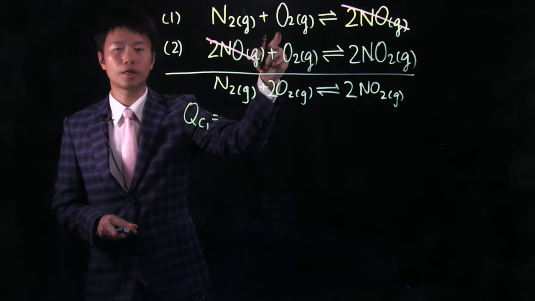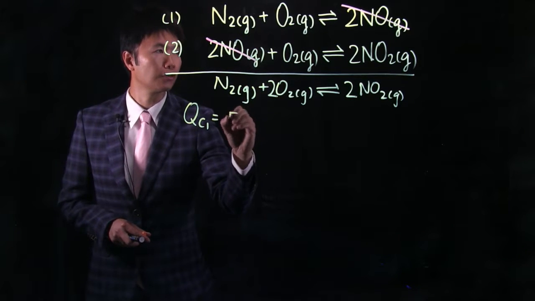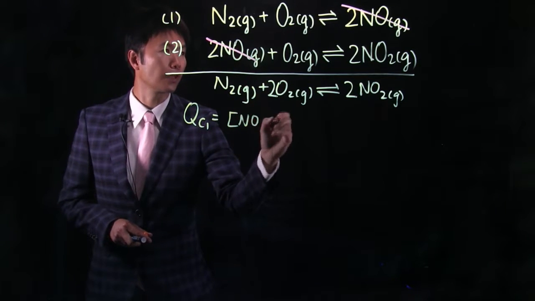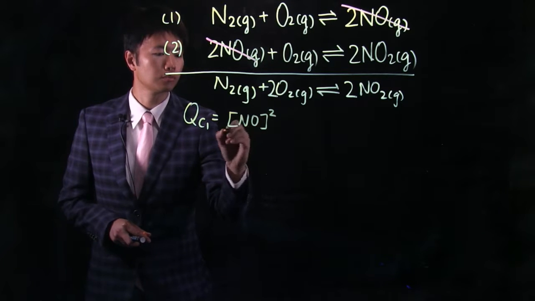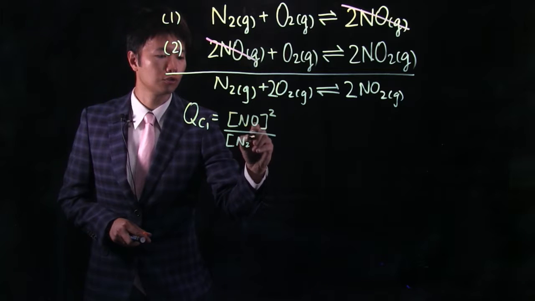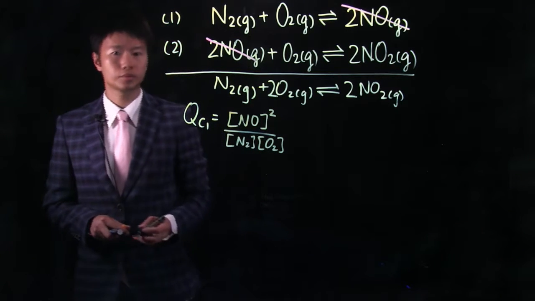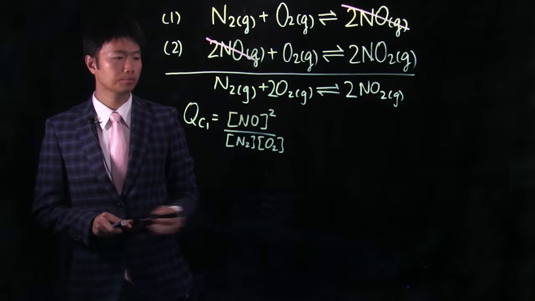the product divided by the molar concentration of the reactant. So in this case, we have the molar concentration of NO squared divided by the molar concentration of N2 and also O2. That's the reaction quotient for QC1.